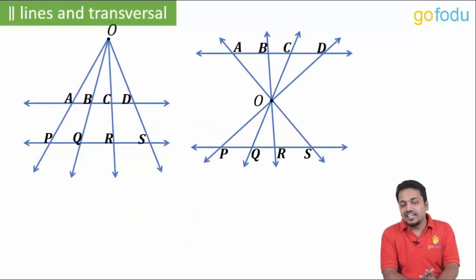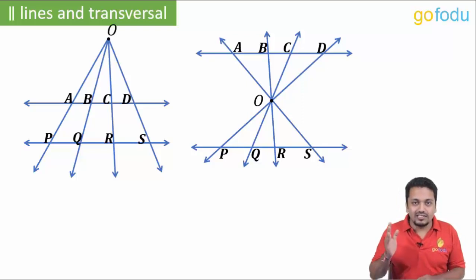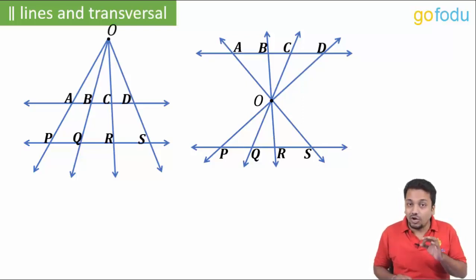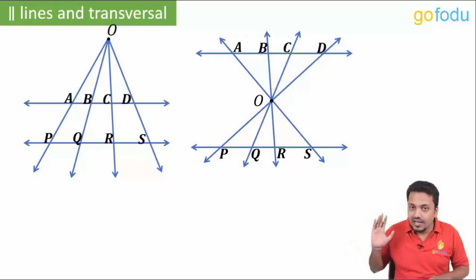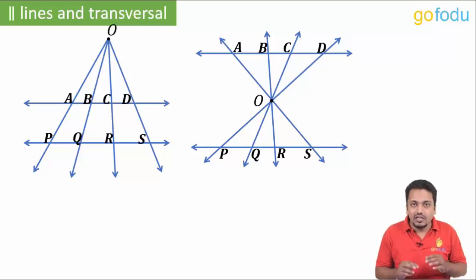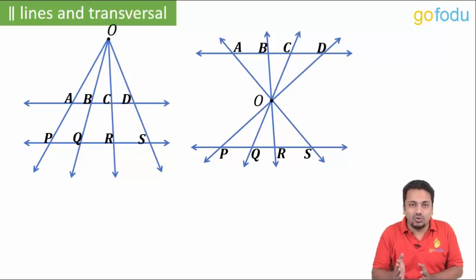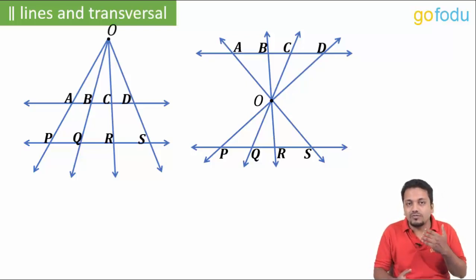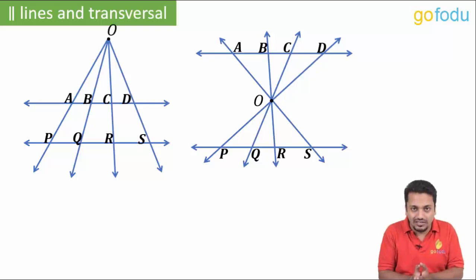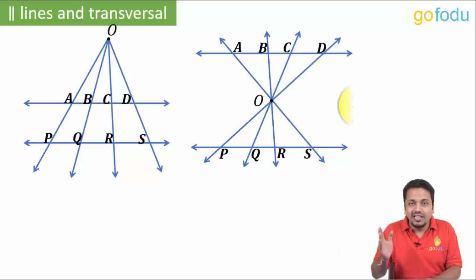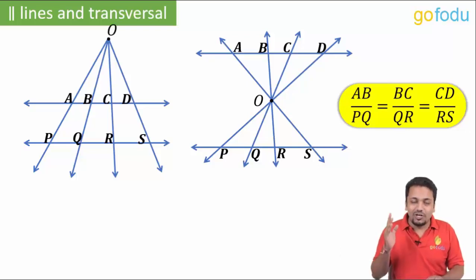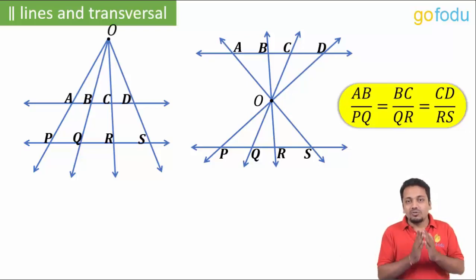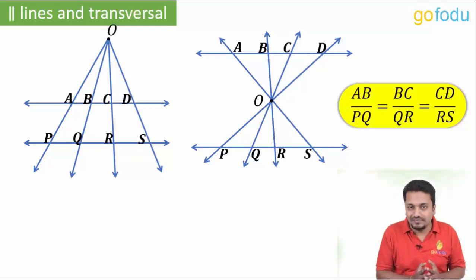if three or more straight lines drawn through a common point intersect two parallel lines, I said common point. It could be outside the parallel lines, like in this figure, and between the parallel lines, like in second figure. So if three or more straight lines drawn through a common point intersect two parallel lines, then the corresponding segments of the parallel lines are proportional. That simply means AB upon PQ is equal to BC upon QR is equal to CD upon RS.